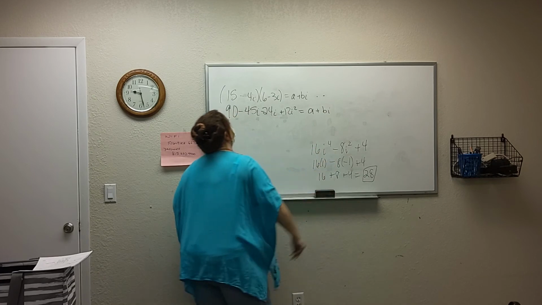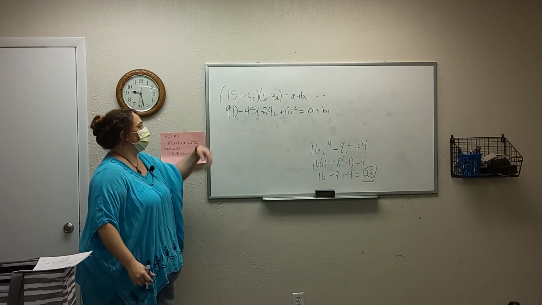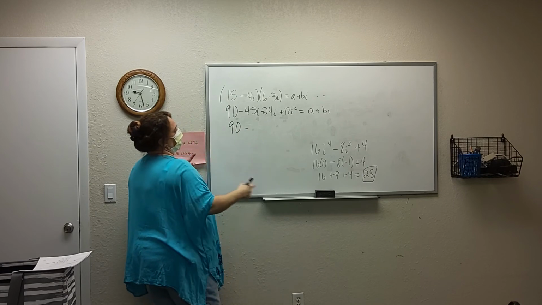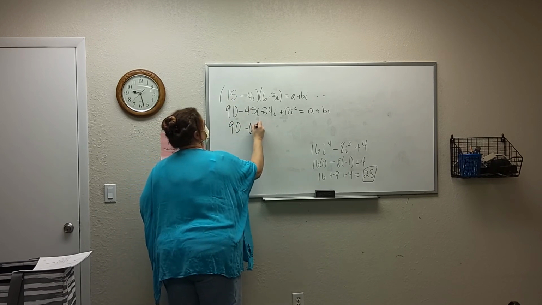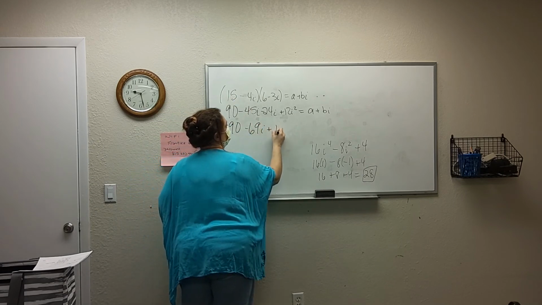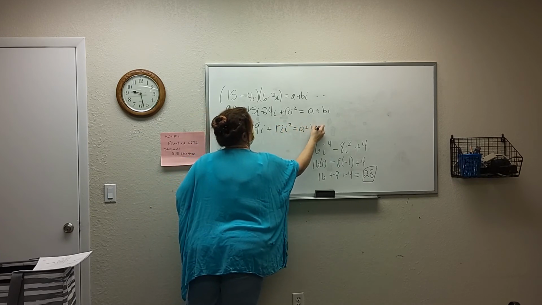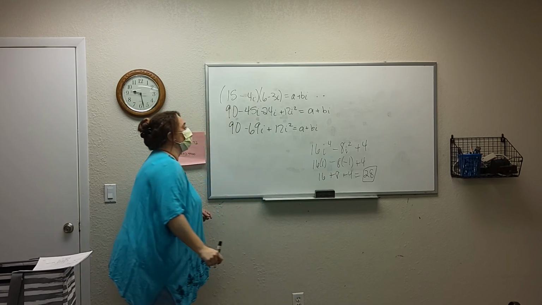We haven't done anything on the right. All right, combine some like terms here. We got 90, -69i. Ooh, that was a brain burner right there. Plus 12i squared. I don't know why that was a brain burner, and like 15 times 6 wasn't that hard. But anyway.